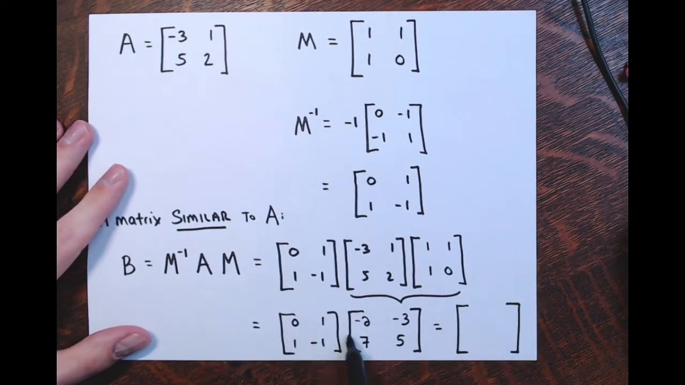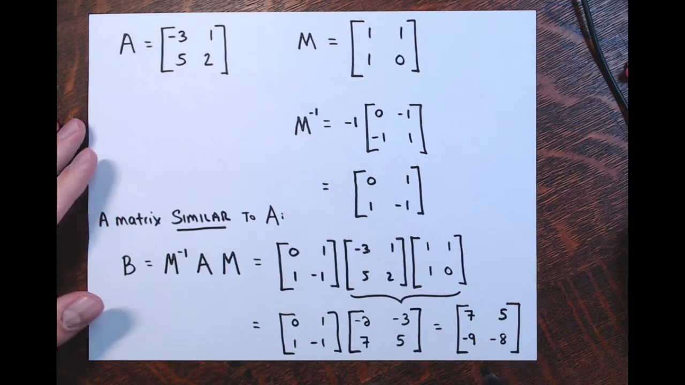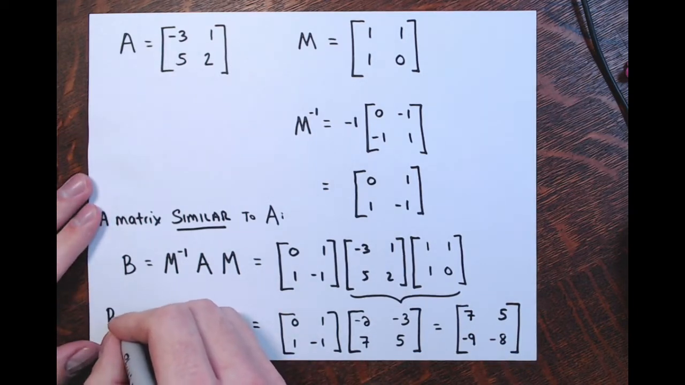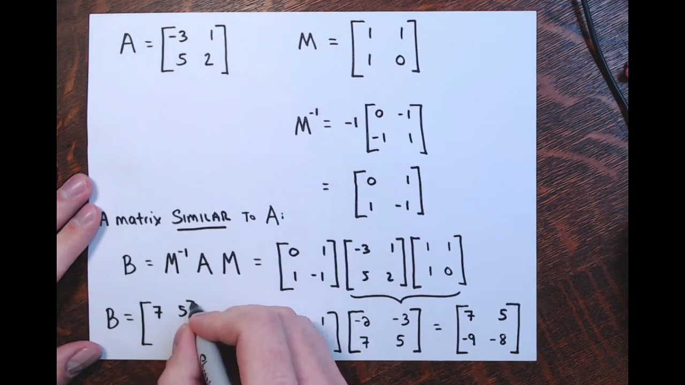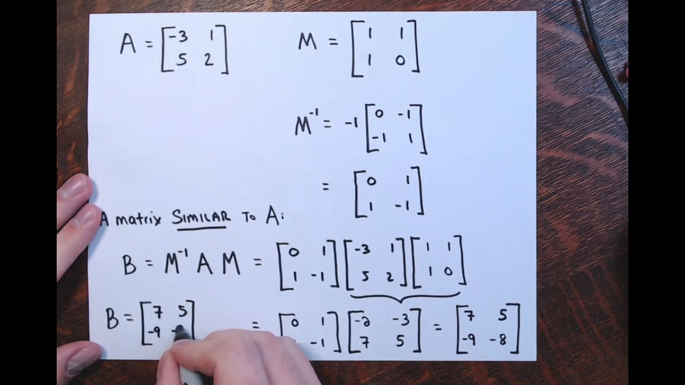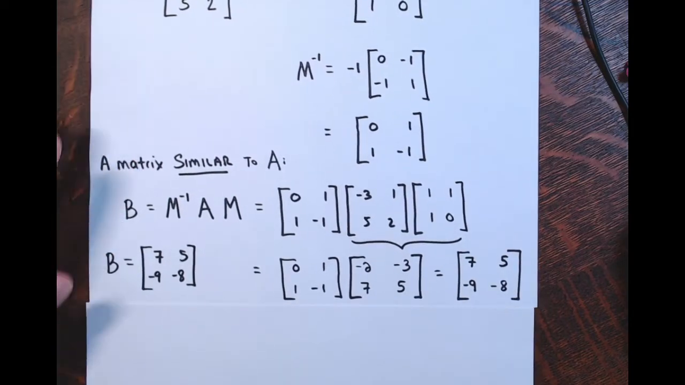We've got 0 plus 7. 0 plus 5. Then negative 2 plus negative 7, and negative 3 plus negative 5, and there you go. So here's this matrix B, with entries 7, 5, and negative 9 and negative 8. This matrix is said to be similar to A.